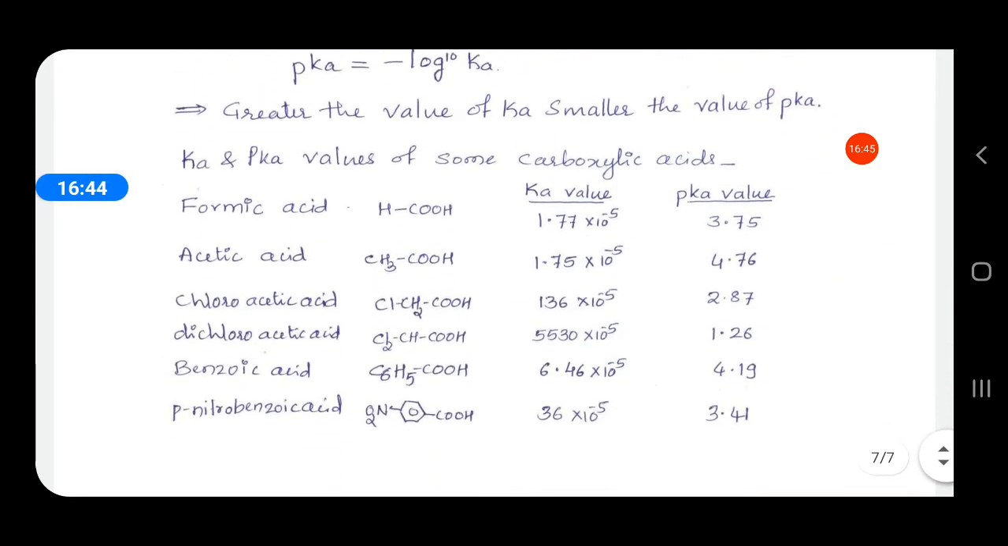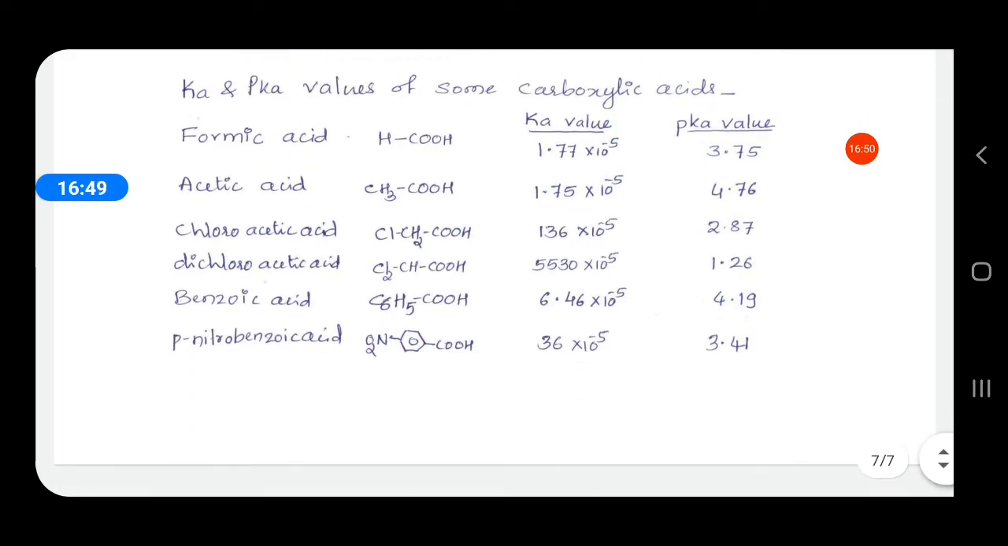Let us see some pKa and Ka values of some carboxylic acids that we already studied. We have seen the example. Formic acid, HCOOH. Ka value of formic acid is 1.77 into 10 raised to minus 5, or if pKa value is taken, then it is 3.75. Acetic acid, CH3COOH, it is 1.75 into 10 raised to minus 5. So pKa value is 4.76.